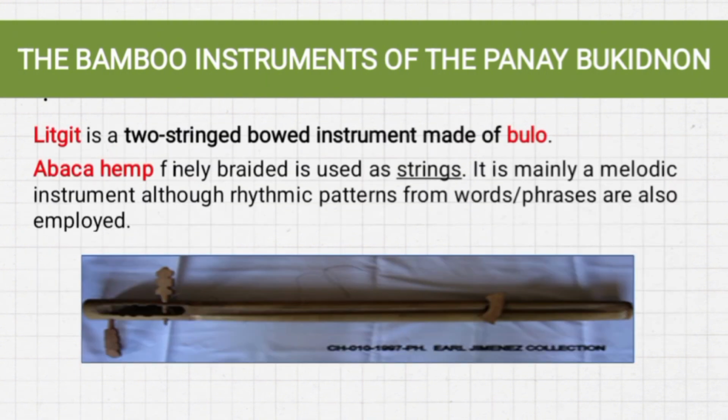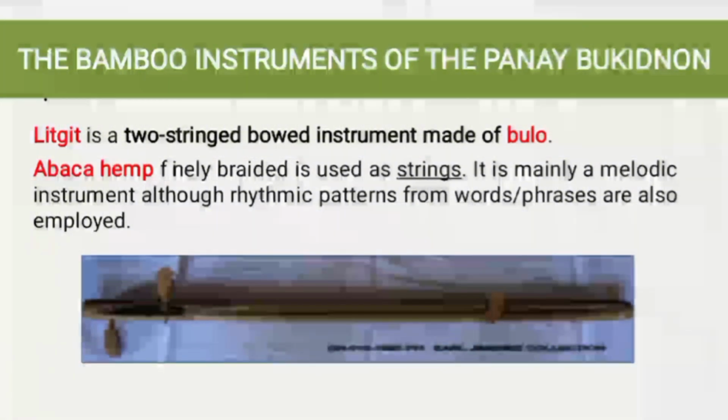So we have the litkit, wherein litkit is a two-string bowed instrument. This instrument is made of bulo. Here you also have finely braided abaca hemp used as a string. It is mainly a melodic instrument, although rhythmic patterns from words or phrases are also employed. So the string of the litkit is the abaca, and it is used as a chordophone.